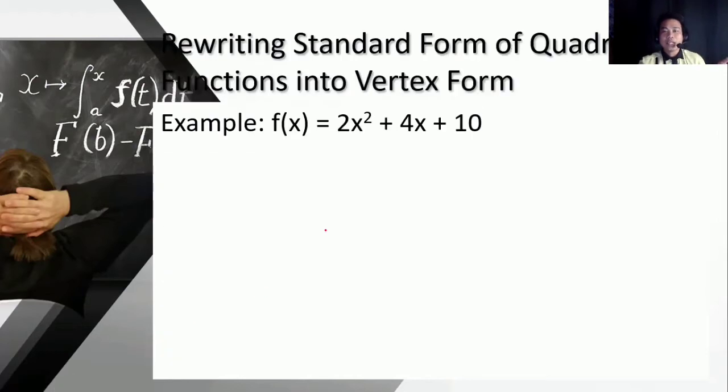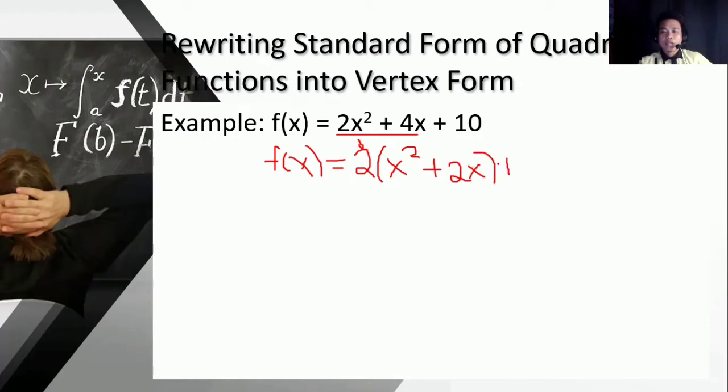We have to rewrite the standard form of quadratic functions into vertex form. So we have the example, f of x equals 2x squared plus 4x plus 10. By the derivation method, we have to factor out the value of a. So we have f of x equals 2. Then 2x squared divided by 2, which is the value of a, is x squared. Then 4x divided by 2, we have positive 2. Rewrite the variable x. Then copy the constant, which is positive 10.